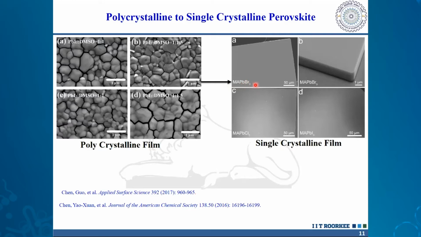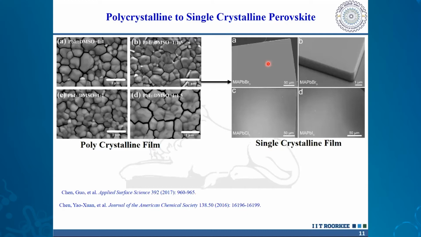Now one can replace this bromine either by chlorine or by iodine, and essentially we can change the band gap and the optical and electronic properties. Now if you look at this polycrystalline film and this single crystalline film, you will see that there are almost no grain boundaries in this film.